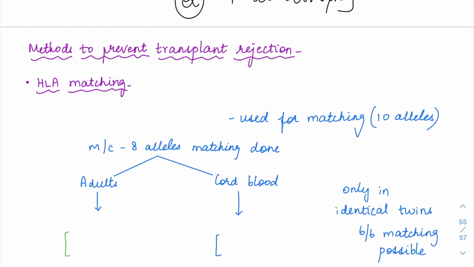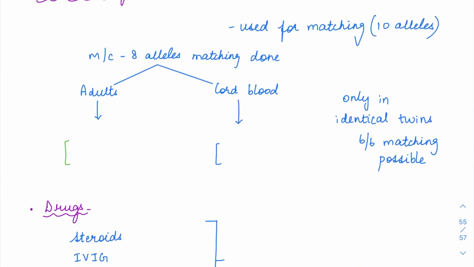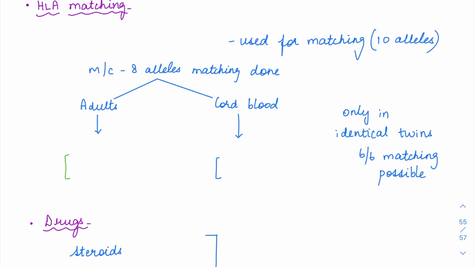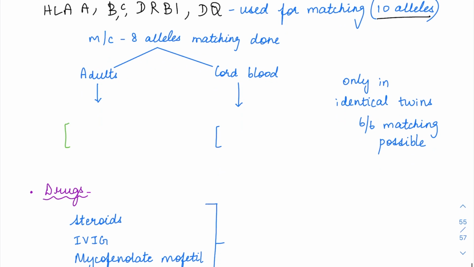So how do you prevent this transplant rejection? You have to do an HLA matching prior, so that only compatible grafts are going to be placed in the recipient. Usually we are going to match 5 different HLA genes, which are HLA A, B, C, DRB1 and DQ as well. Each of these is going to have 2 alleles, so basically 10 alleles are there, but usually we take 8 alleles for matching.